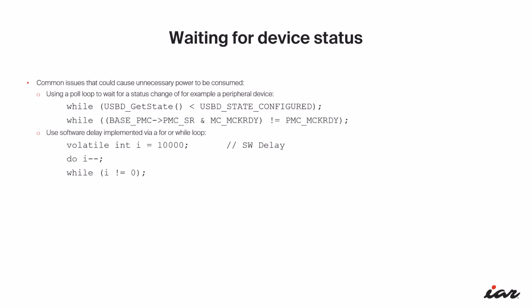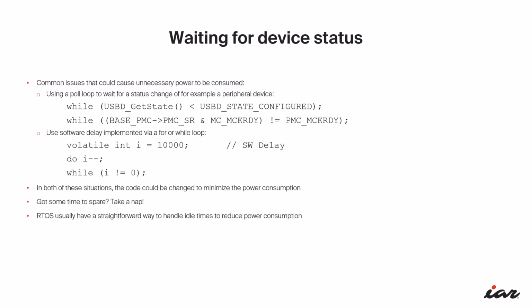Another construction that could be using a lot of power without you really taking it into consideration is a software delay, like shown here with a while loop. This piece of code keeps the CPU very busy executing instructions that don't do anything other than passing time. In such situations, the code could be changed to minimize the power consumption. Time delays are much better implemented by using hardware timers.